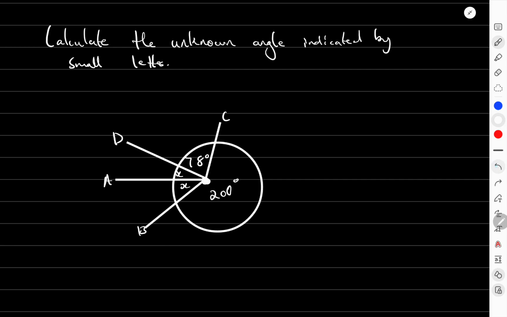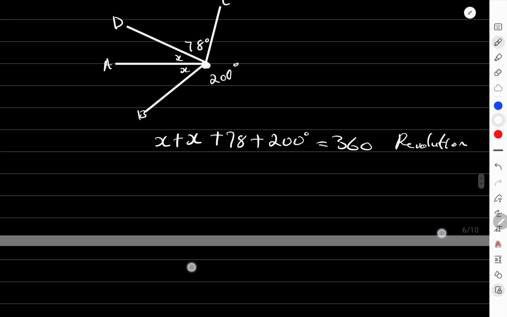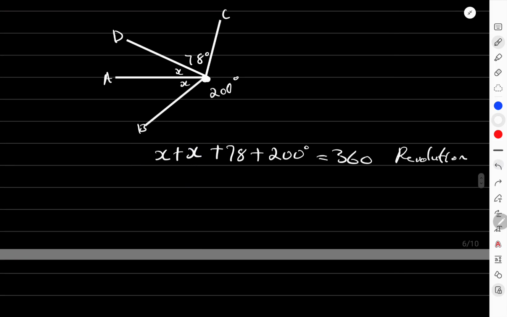Now, if that is a revolution, I'm going to have x plus x plus 78 plus 200 degrees. They should give us 360 degrees. The reason is going to be revolution, because the sum of angles at a point should give us 360 degrees. Since these two are like terms, I'm going to have x plus x equals 360 minus 78 minus 200.